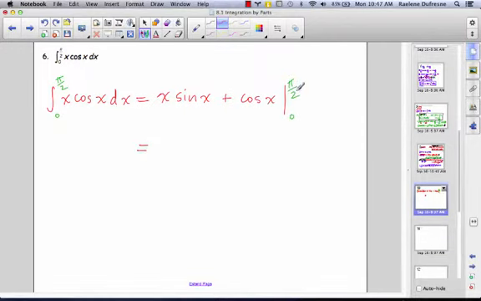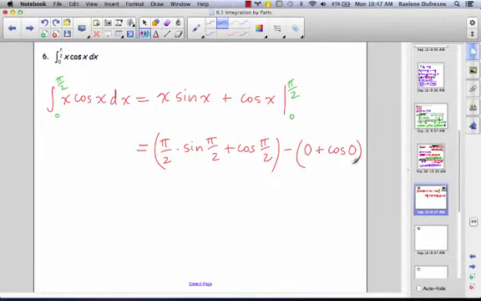So we're going to evaluate now. We have pi by 2 times the sine of pi by 2 plus the cosine of pi by 2 minus 0 times sine of 0 plus cosine of 0. So we get pi by 2 times 1 plus 0 minus 0 minus the cosine of 0, which is pi. And so our final answer is negative pi by 2.